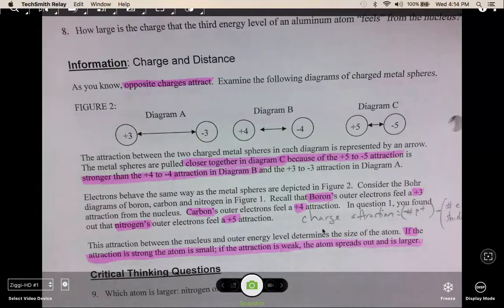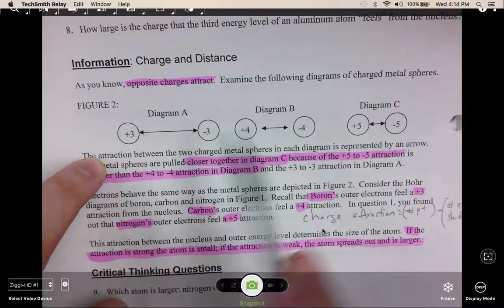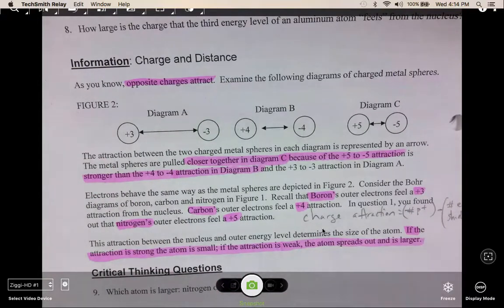So think about it. If you are really attracted to someone, you want to sit next to them. You want to be close to them. So the stronger the attraction, the closer you're going to try to be to that person. Same thing with metal spheres, same thing with electrons and protons.